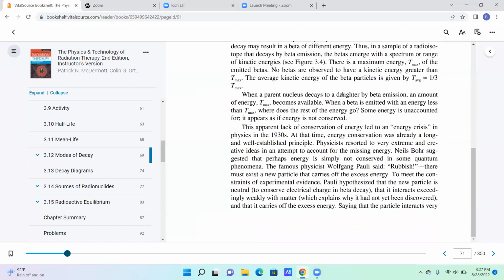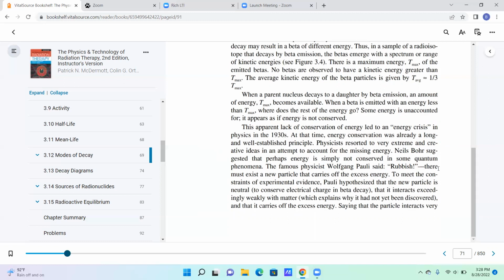So when a parent nucleus decays to a daughter by beta emission, the amount of energy that becomes available is Tmax. When a beta is emitted with an energy less than that, where does the rest of the energy go? Some energy is unaccounted for. It appears like it's not conserved. This apparent lack of conservation of energy led to an energy crisis in physics in the 1930s. At that time, energy conservation was a long and well-established principle. Physicists resorted to very extreme and creative ideas in an attempt to account for missing energy. And Niels Bohr suggested that perhaps energy is simply not conserved in some quantum phenomena.